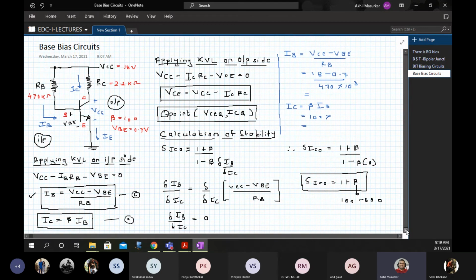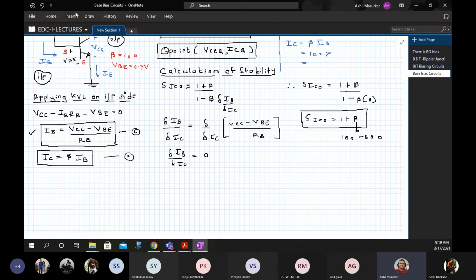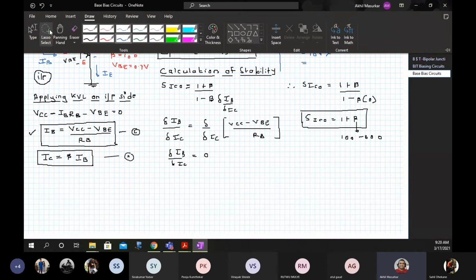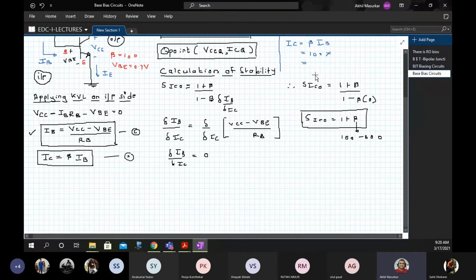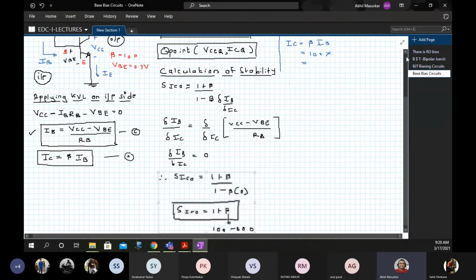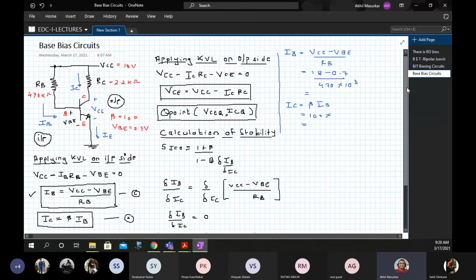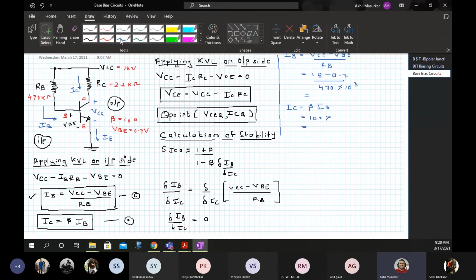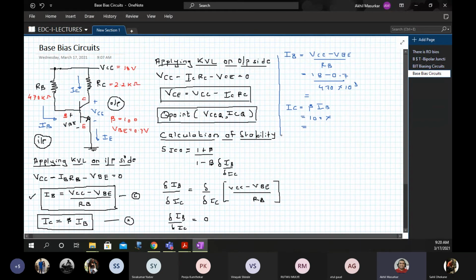Let's quickly post the values. I'm waiting. So how much is the value of IB?